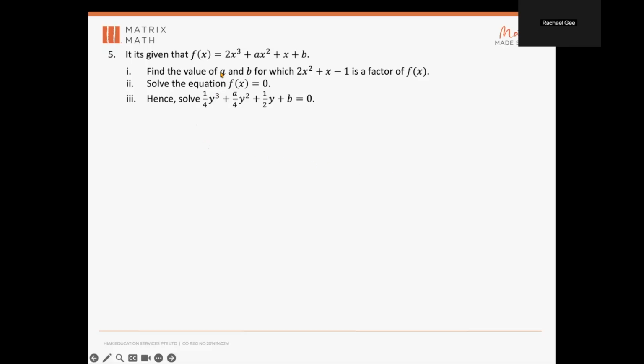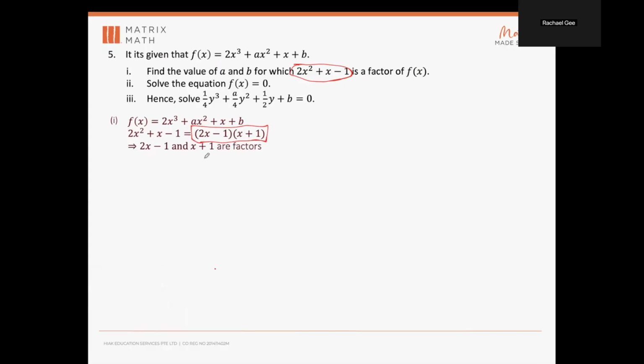For question 5, you have f(x) equals to this. Find the value of a and b for which 2x squared plus x minus 1 is a factor of f(x). Since it is a factor, like the previous part, this is a composite, you can further factorize into this. So this too will also be a factor of your f(x). So f(-1) will give you this. Clean up a bit, you'll get a equals to this. This is your first equation.